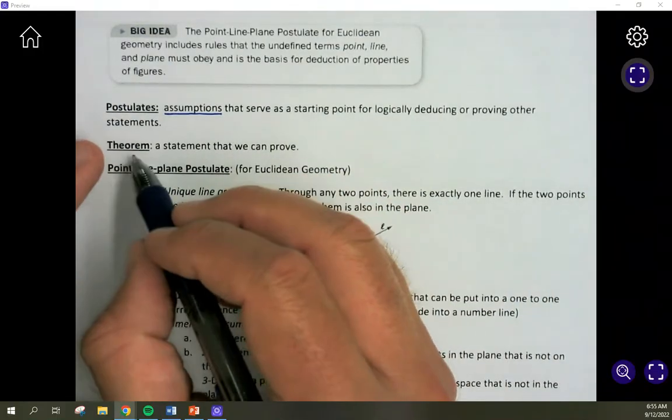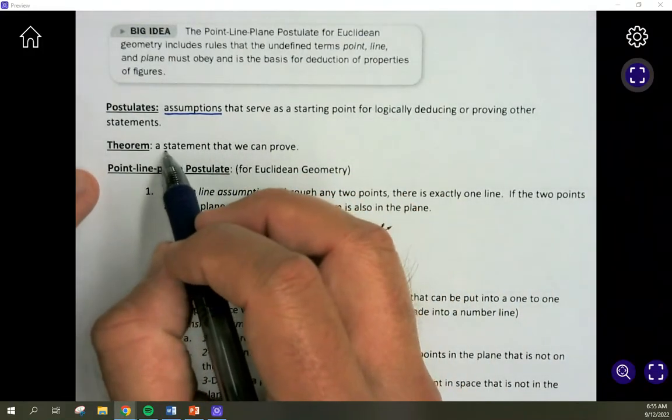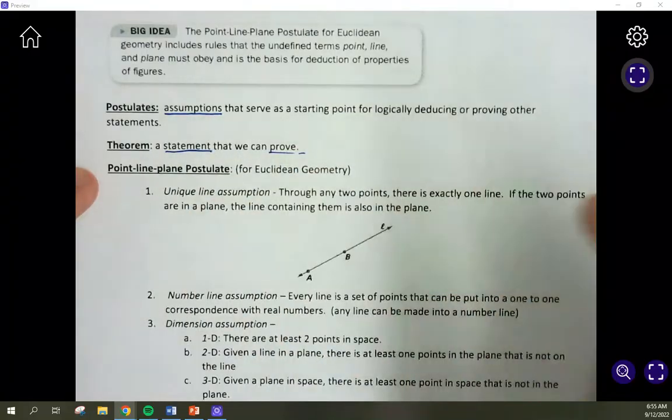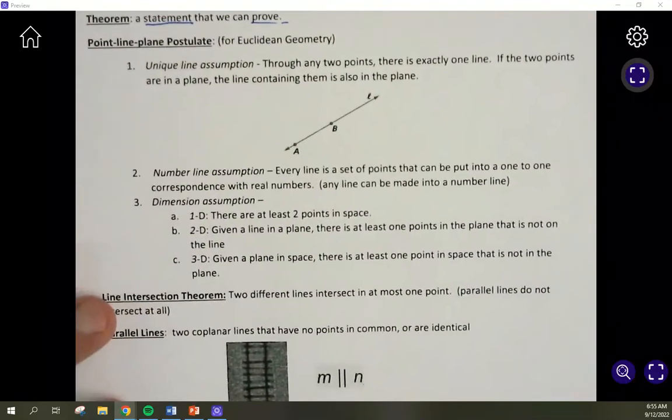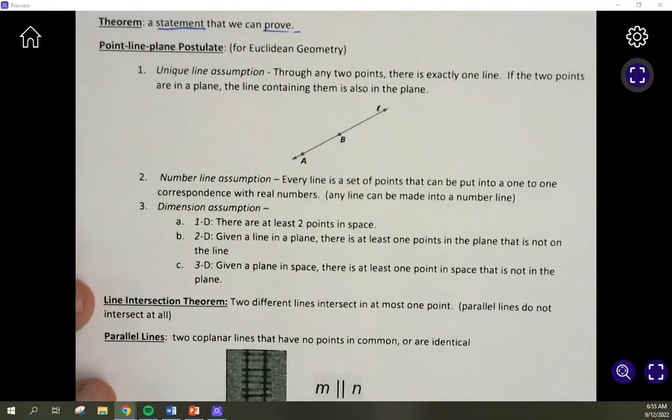And so a theorem is the other word we're going to talk about. And that's going to be a statement that we can prove. And we're going to use the assumptions that we already know to prove these other statements to be true. And so if you take a look at the two things that we're going to talk about here below, one is called a postulate, so things that we can assume to be true, and then one's called a theorem. So using our postulate, what can we also prove to be true?